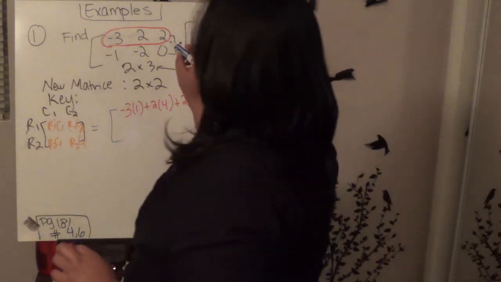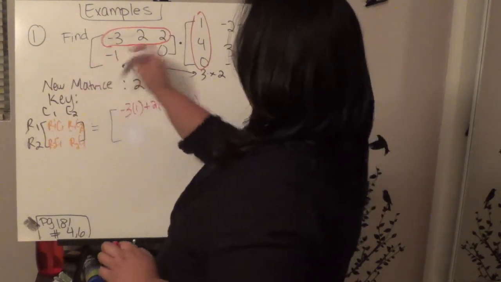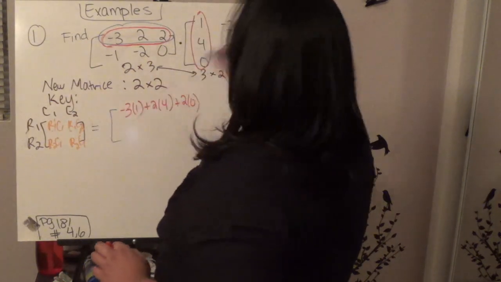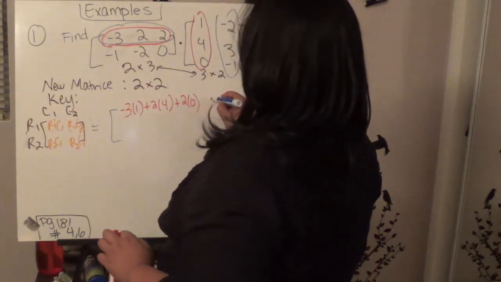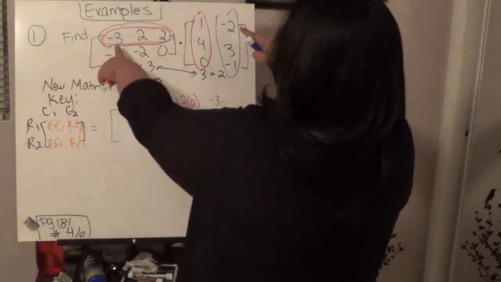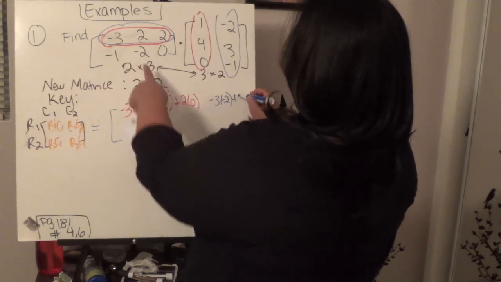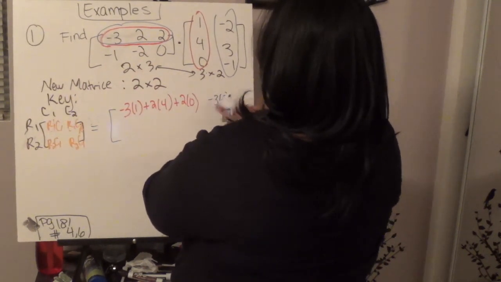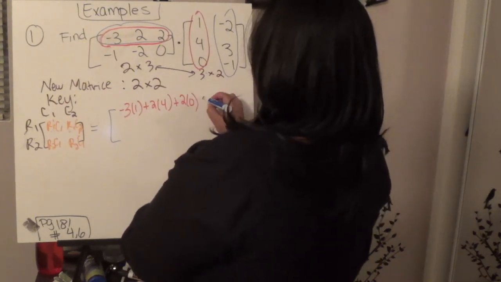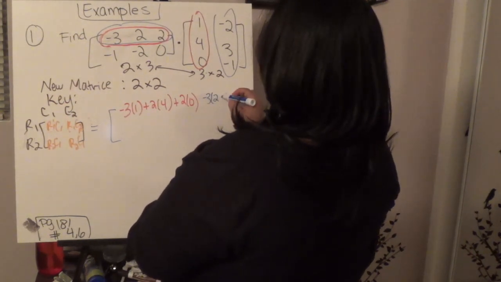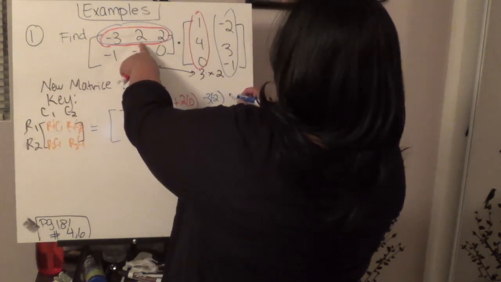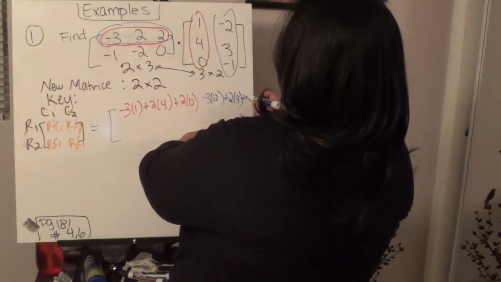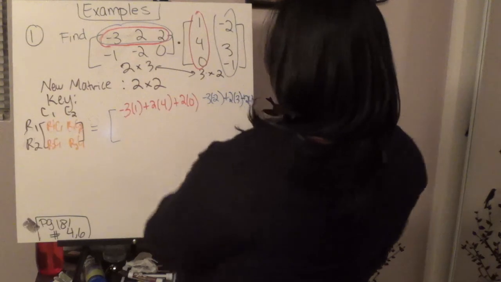This is going to be the next one. Okay, let's do this one. Row 1, so this is row 1 again. Okay, but this time we're doing column 2. So I'm going to have negative 3 times negative 2, plus 2 times 3, plus 2 times negative 1. I'm not giving myself enough room. Okay?